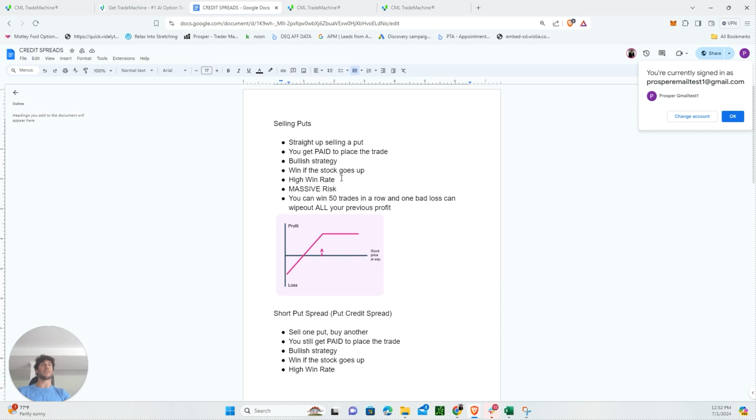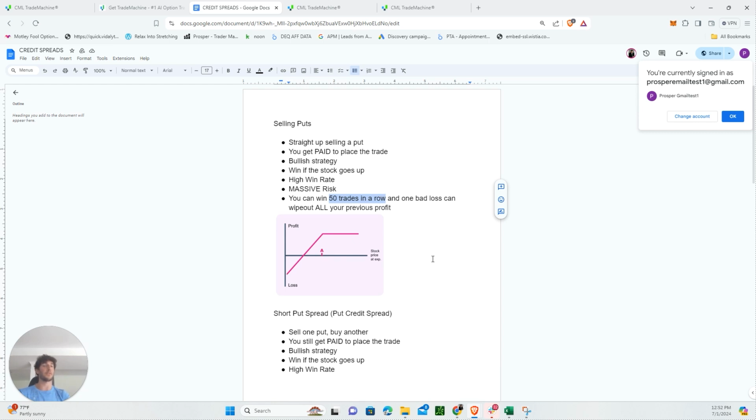And the biggest selling factor is it's a really high win rate. If you're doing the selling put strategy, you've got a really high win rate. The problem is it's got huge, massive risk. You can win 50 trades in a row, but one bad loss can wipe out all your profit.